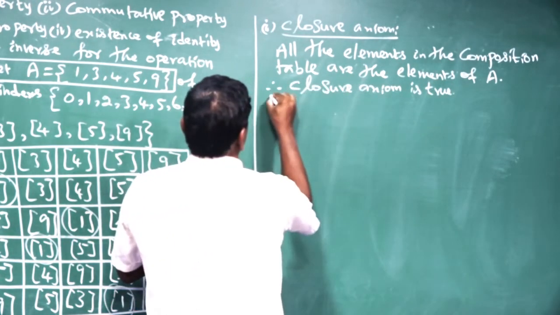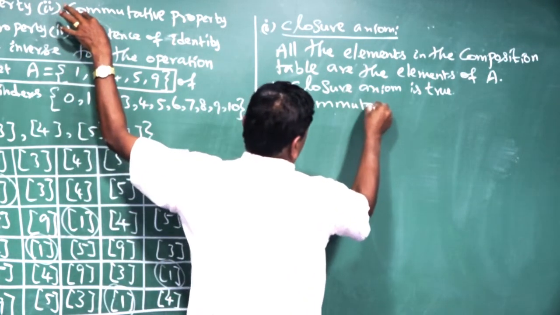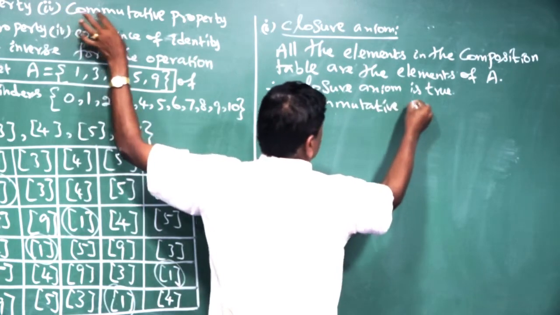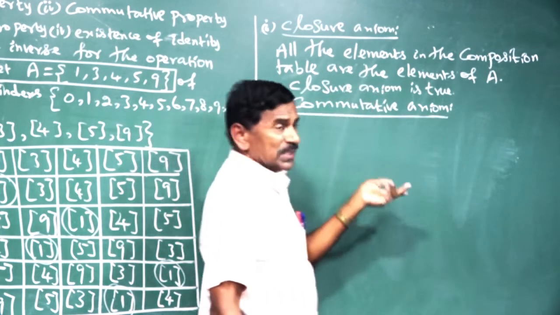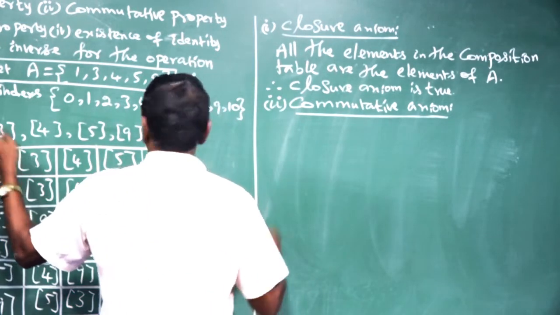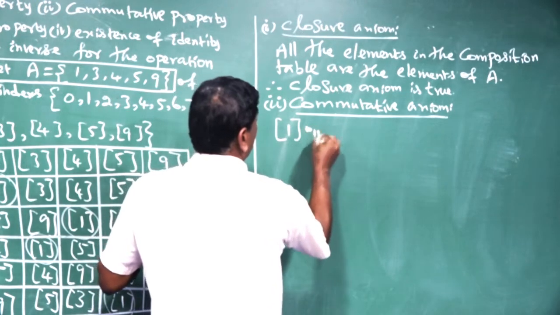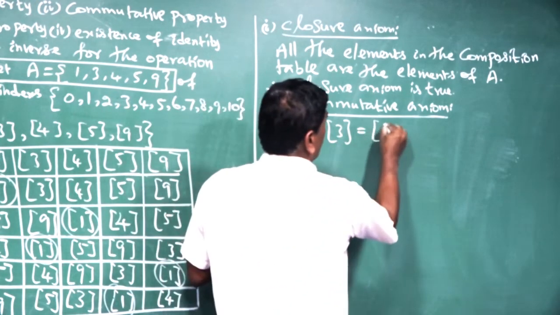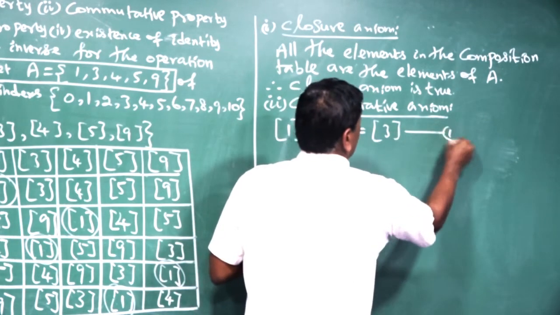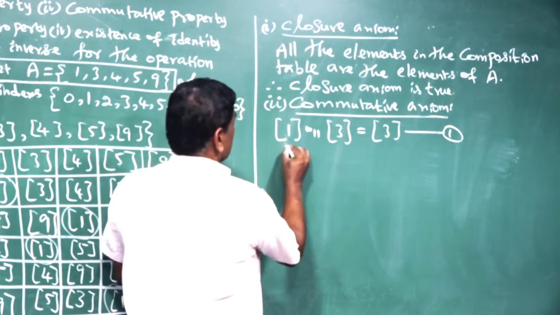Okay. Now subdivision 2. Subdivision 2 is commutative axiom. To prove commutative axiom, select any 2 elements. For example, here 1 and 3 is available. You take 1. See, 1 multiplication modulo 11, 3, which is equal to 1 into 3 equal to 3. And where 3 is less than 11, so itself is the answer.